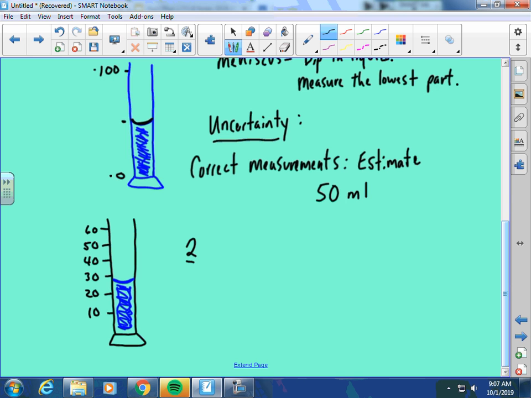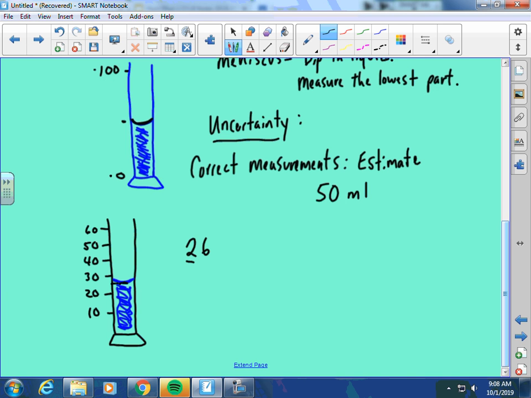If it was right in between them, so here's the lowest point right here, comes to about there. If it was right in between 20 and 30, what's right in between 20 and 30? 25. Does it look like it's right in between perfectly? Does it look a little higher? So I might say 26.